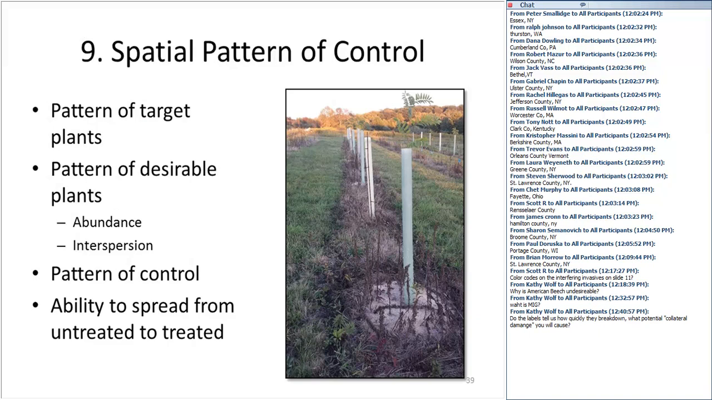Number 9 is spatial patterns of control. It may be that we want to make controls in very deliberate patterns. It may be a block, it may be a linear corridor such as you see here, it may be linear associated with tubing systems for maple, whatever it is. It may be that there's a pattern to the desirable vegetation. We need to avoid that. So either we're targeting to hit undesirable plants, or we're targeting to avoid hitting desirable plants.